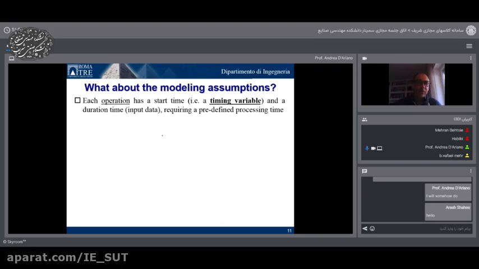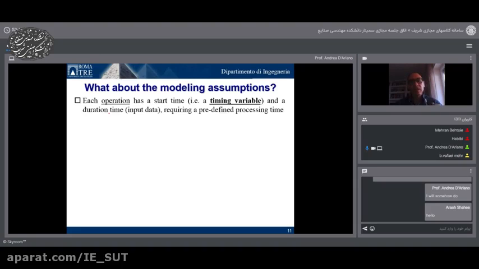And then you have a duration time to perform each operation. The duration time in our presentation today and in most of our research is a fixed duration, it is input data. Now, recently there is a stream of research that is dealing with stochastic duration times, but I will not discuss that too much today.